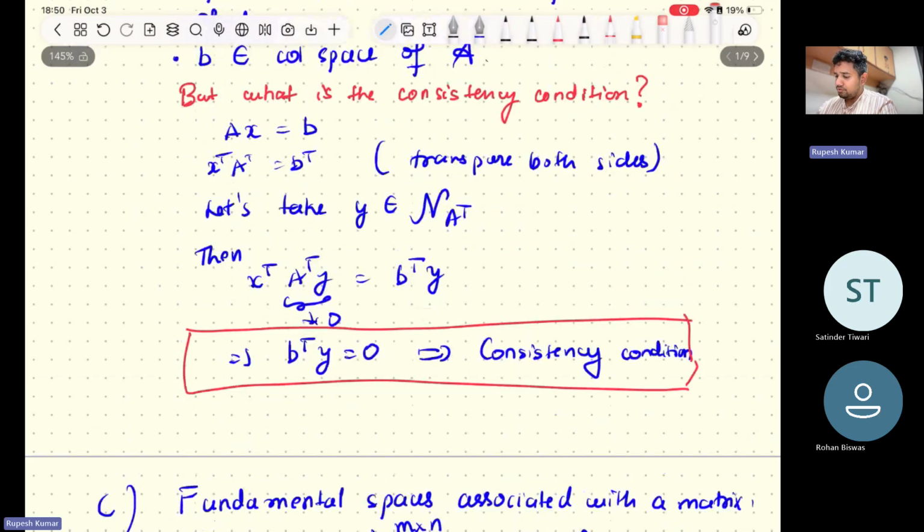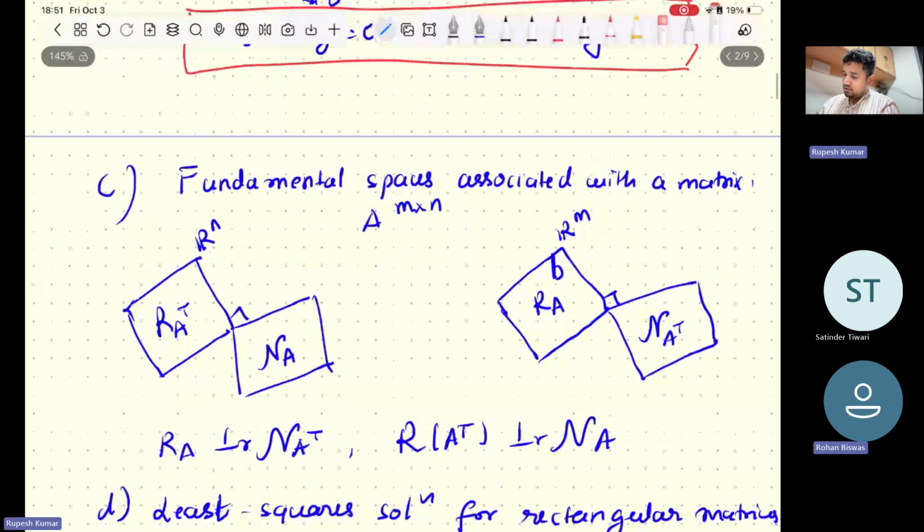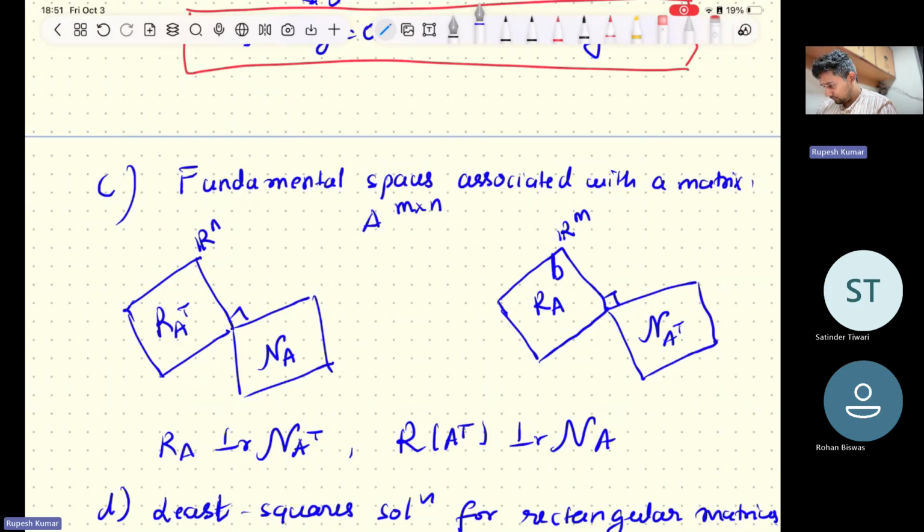And also, when you see a system like this, Ax equals to b, and you want to ensure whether you are getting a consistent solution or not, this is one way you can do this. And also the intuition will look like this. So basically, b belongs to, let's say A is an m cross n matrix, right? Then b belongs to range space of A, R(A), which belongs to Rm, right?